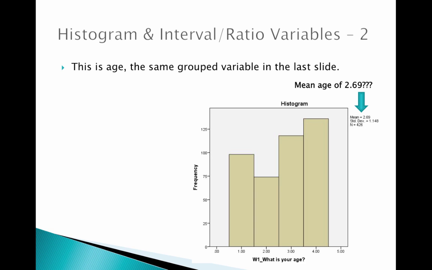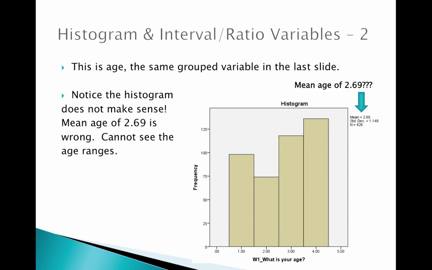It doesn't, right? So this is why whenever you have grouped data, grouped interval or grouped ratio variables, you do not treat it as ungrouped. You don't treat the codes for the groups themselves as numerical data, as real numbers.